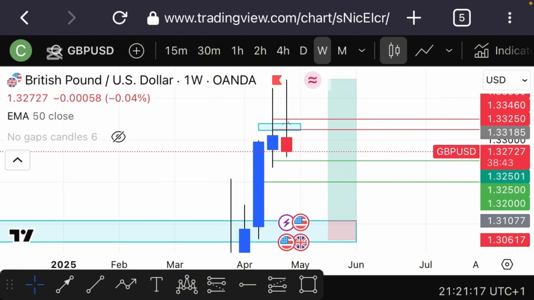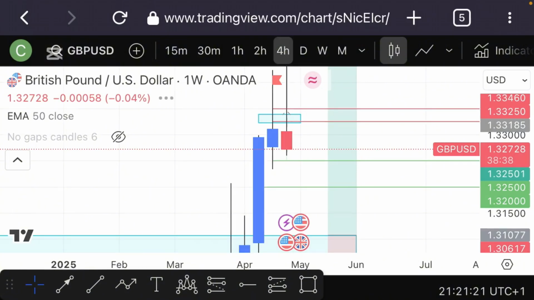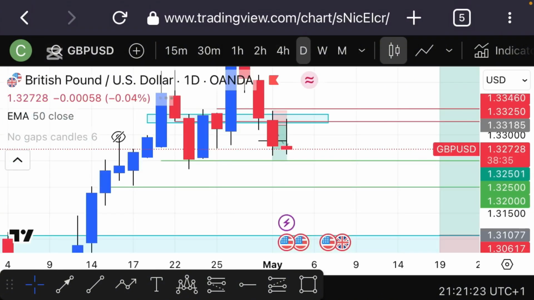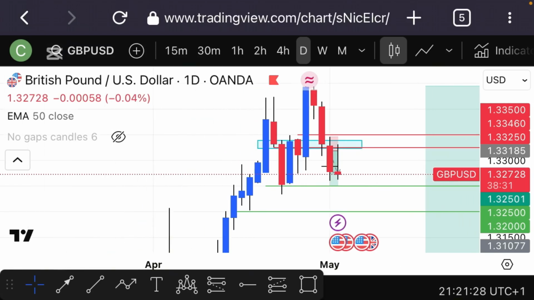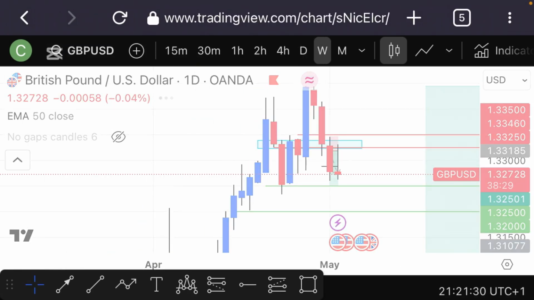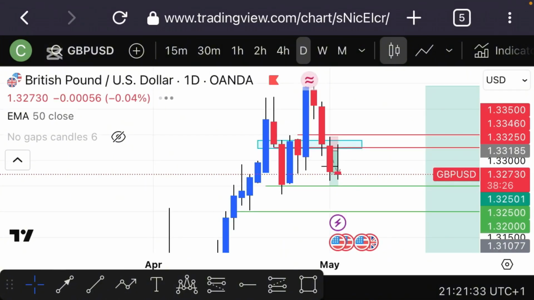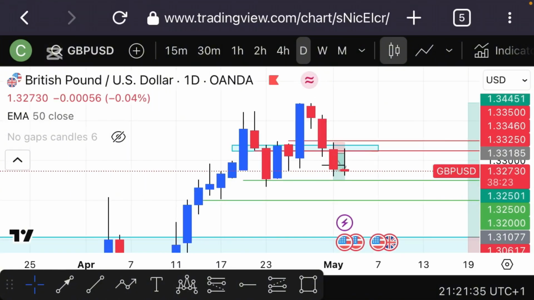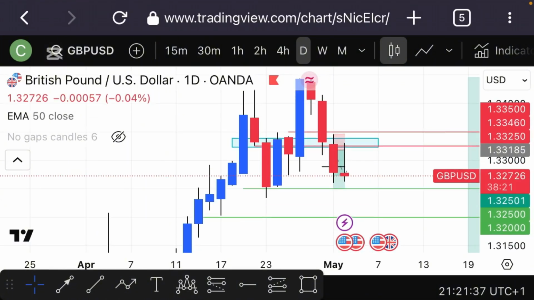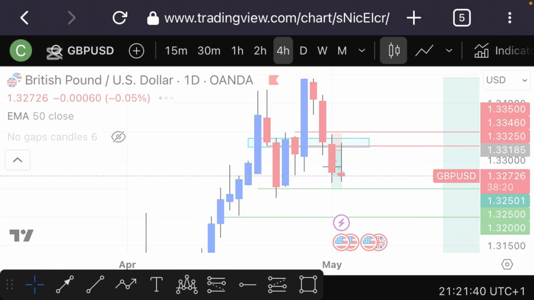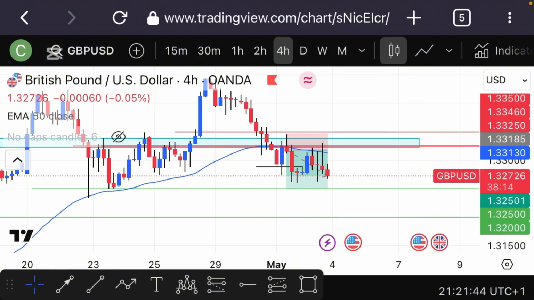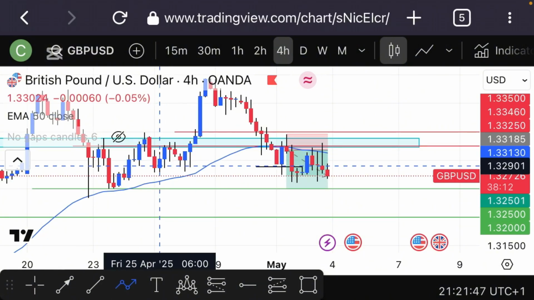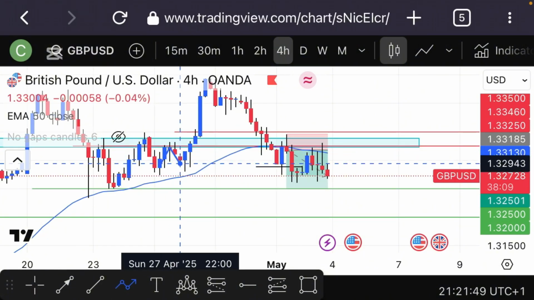So GBP looked clean. It had the daily bullish by that time I was taking it, and then the 4-hour was bearish. The weekly was bullish, daily was bullish, and it was a counter trend trade. It was a high risk trade. So the 4-hour was bearish. This is where I saw that we were having a push to the upside.